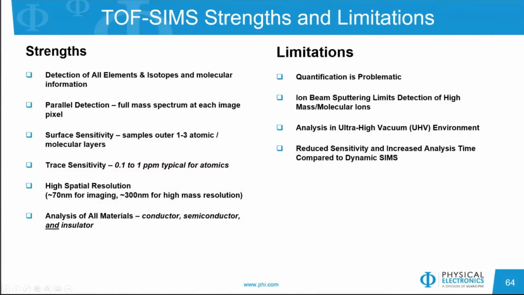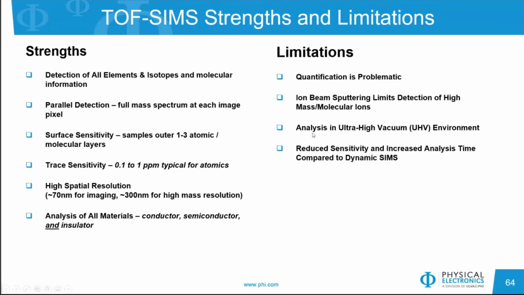Some of the limitations of this technique: it's not perfect. Quantification is problematic. A lot of the examples I've shown are organic, so it's hard to generate known standards of organic materials. Part of the sputtering process is that the ion beam limits the detection of high mass peaks because of fragmentation. So getting up into the thousands of AMU becomes rather difficult because of this fragmentation from the sputtering process.